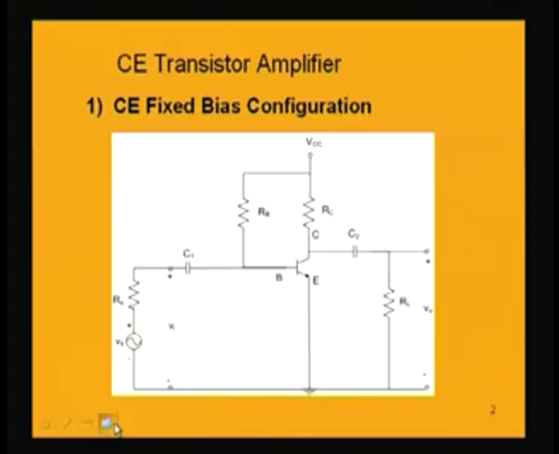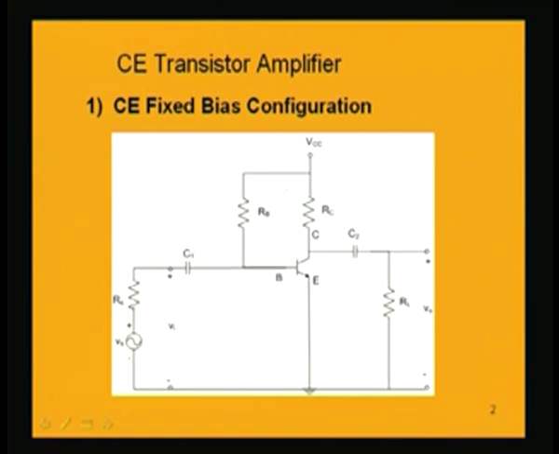The fixed biasing scheme, as we have studied earlier, has a biasing resistance given here by RB. This resistance is connected to the base terminal and it shares the same VCC with the collector, which is used for reverse biasing. We are taking as an example an NPN transistor in common emitter configuration.